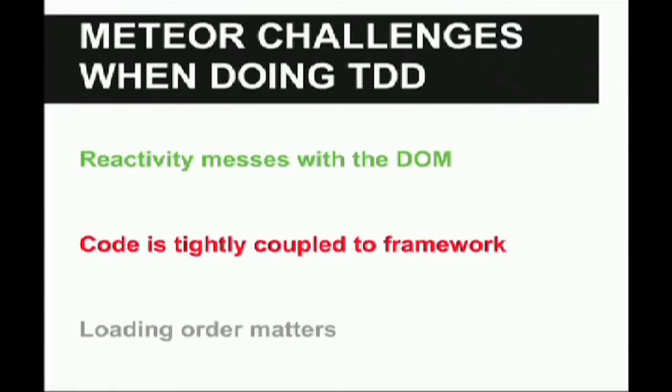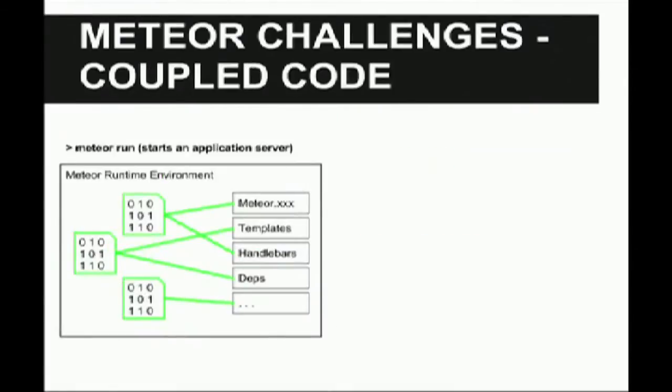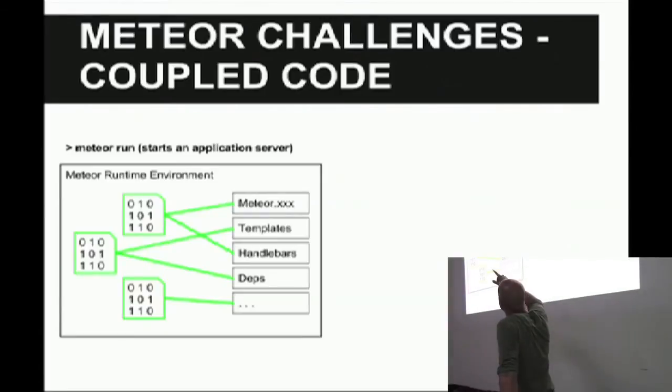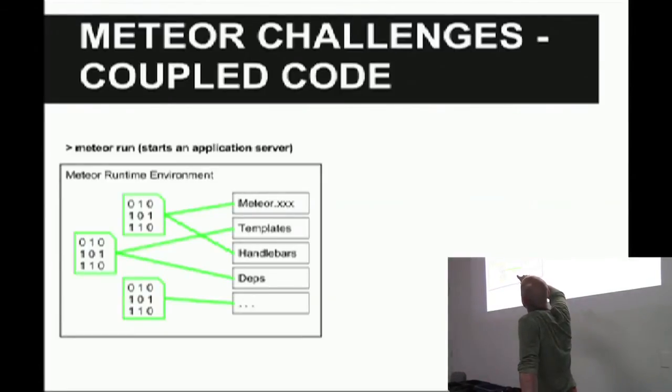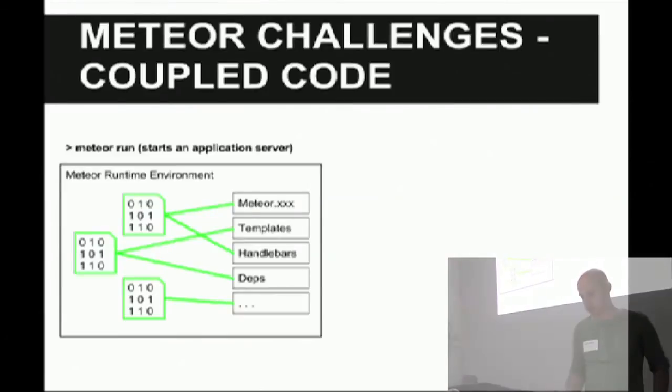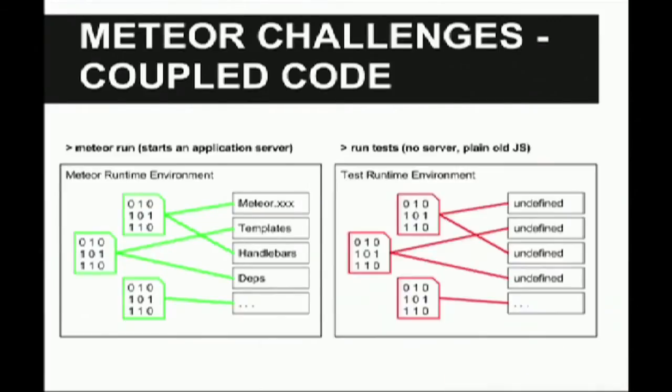So the next thing is that the code is tightly coupled to the framework. What this means is, when you start with Meteor, you start up in the application server. So that gives you Meteor, it gives you templates, handlebars, deps, all these things that you're used to using. When you run it as test code, you get nothing. You're just running a unit test that gives you no access to Meteor whatsoever. And so if you try and use anything like Meteor or templates, you'll just get undefined.